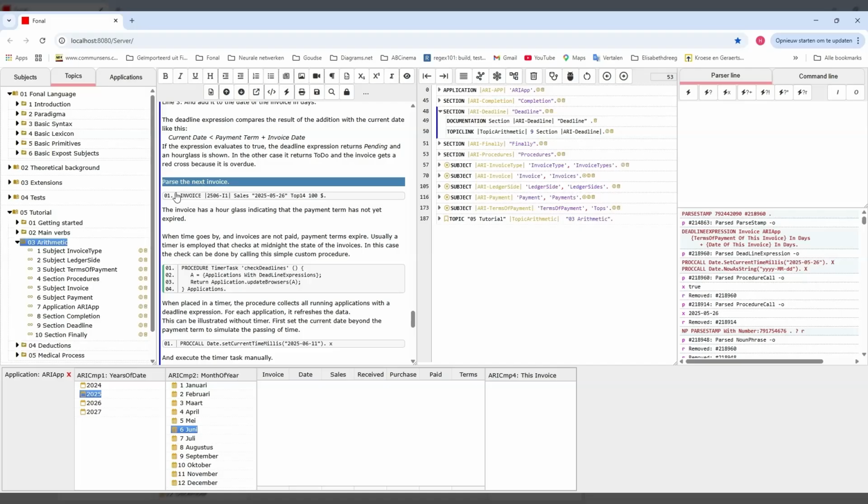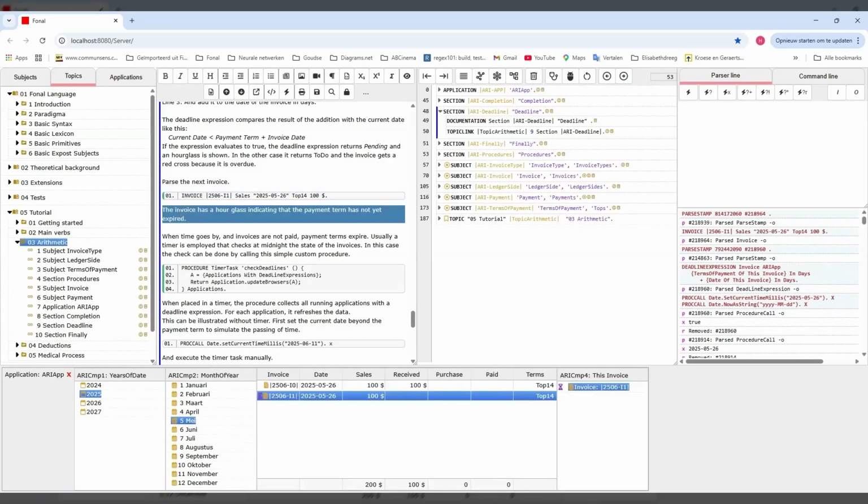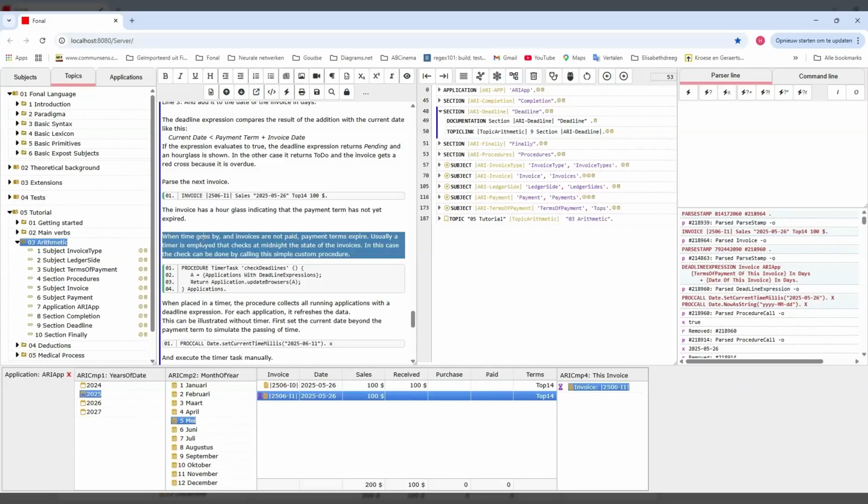Parse the next invoice. The invoice has an hourglass indicating that the payment term has not yet expired. When time goes by and invoices are not paid, payment terms expire. Usually a timer is employed that checks at midnight the state of the invoices. In this case, the check can be done by calling this simple custom procedure.